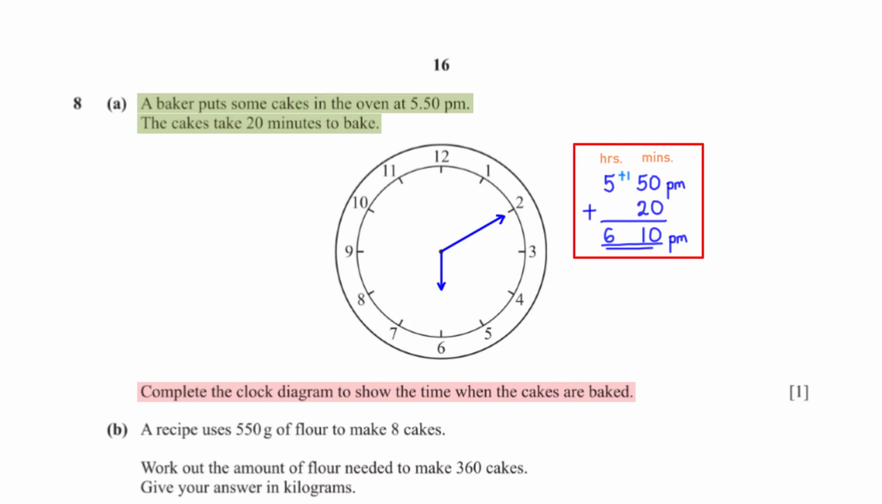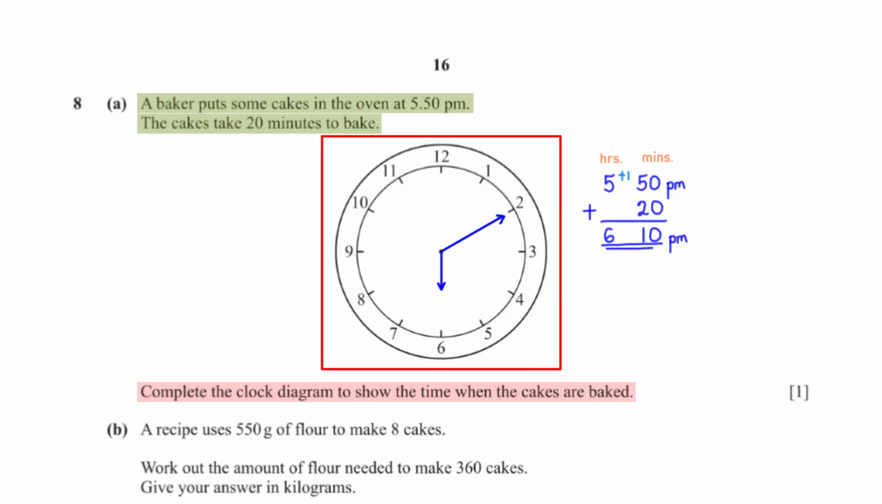To get the time when the cakes are baked, we add 20 minutes to 5:50 p.m. Under the minute column, 50 plus 20 is 70. 60 minutes is 1 hour. So we add 1 to the hour column and leave the remaining 10 minutes under the minute column. Under the hour column, 1 plus 5 is 6. So the time when the cakes are baked is 6:10 p.m. On the clock diagram, we draw the short hand to be on 6 and the long hand to be on 2.